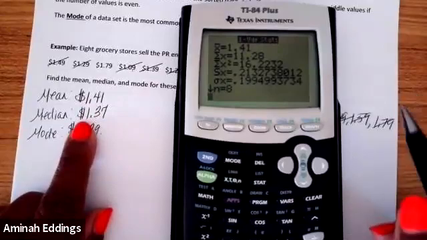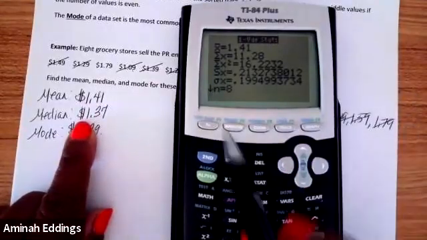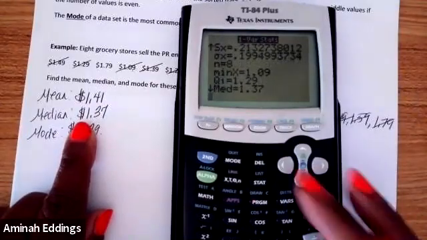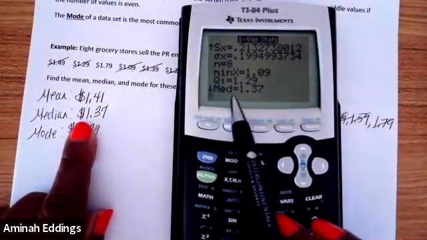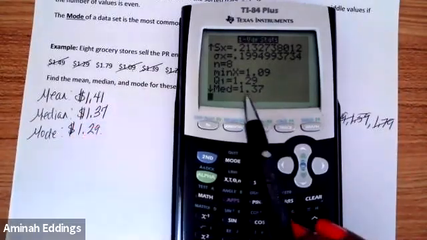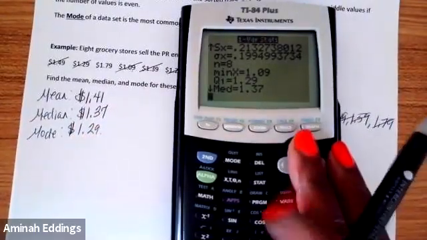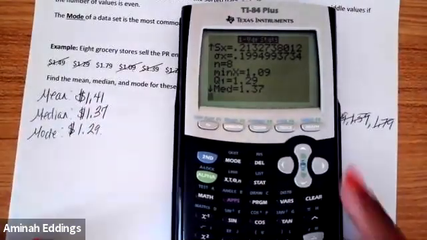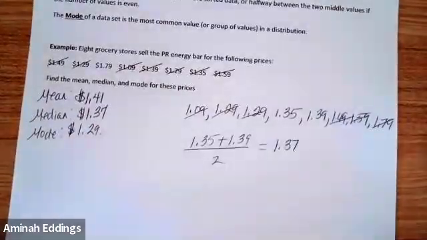The next thing is the median. If we arrow down, because we have an arrow there, we'll see the median right there, Med. Median is 1.37, and that's what we figured out. The mode you're going to have to figure out yourself. That's not given to you in 1-Var Stats. Okay. Questions there?